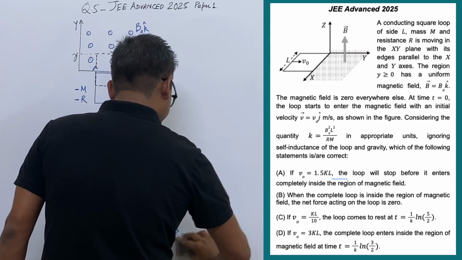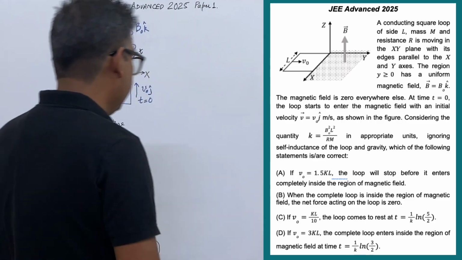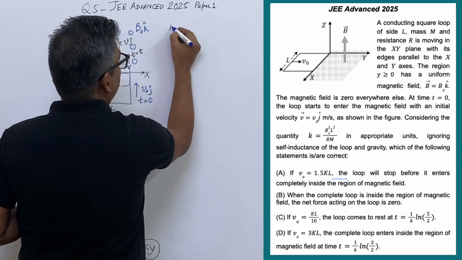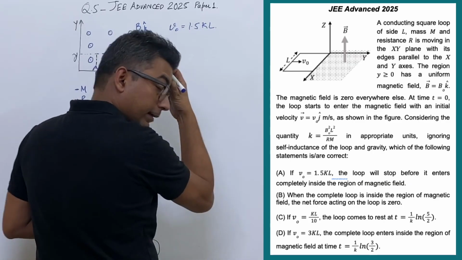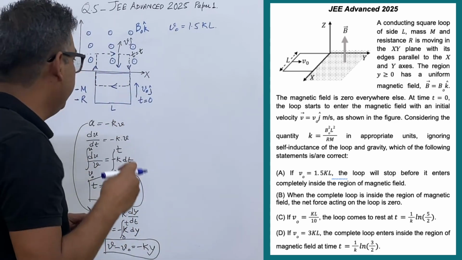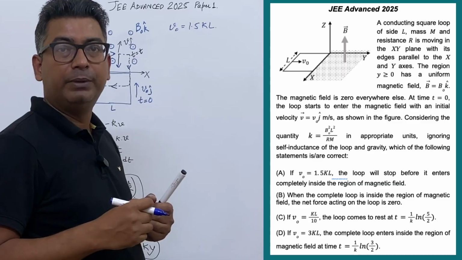So what is given in the first option? The first option says if my velocity is v equal to v naught equal to 1.5 kl, that means it will stop before it enters the magnetic field completely.